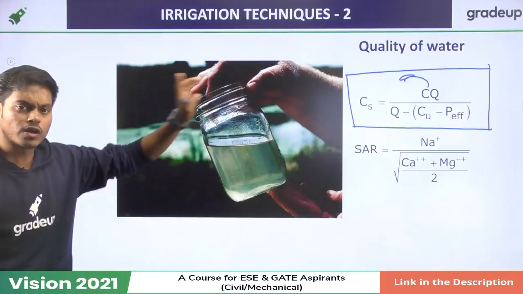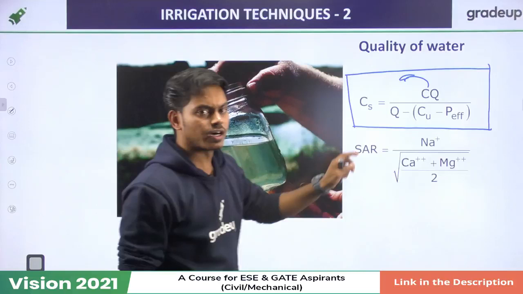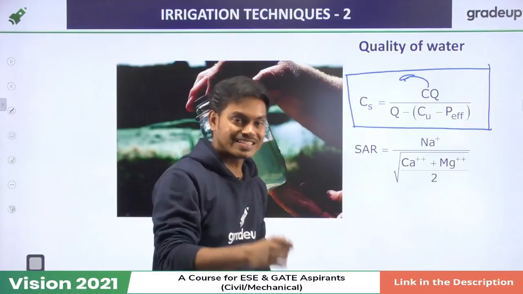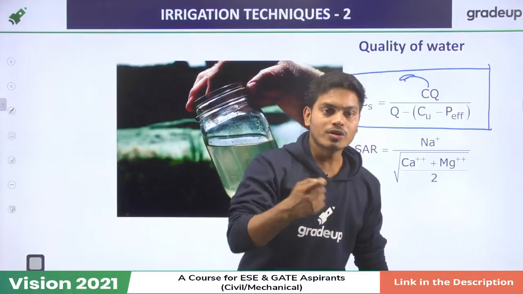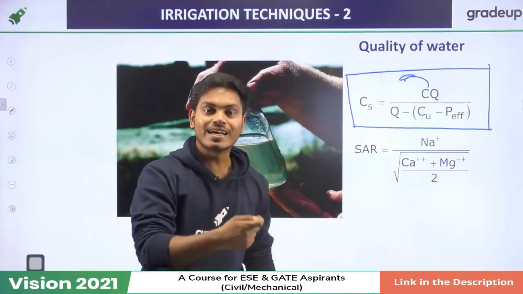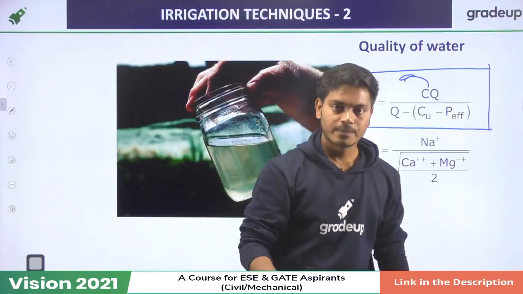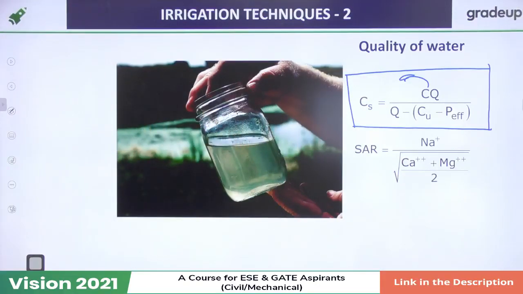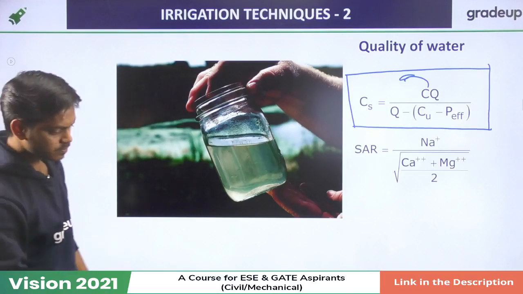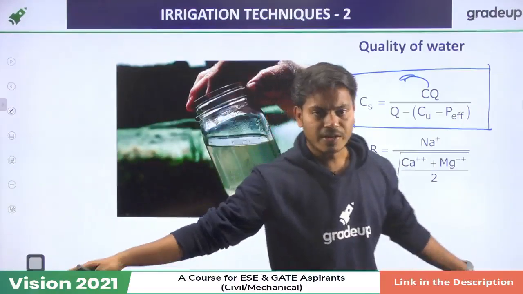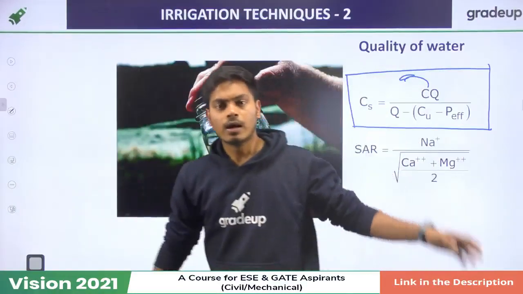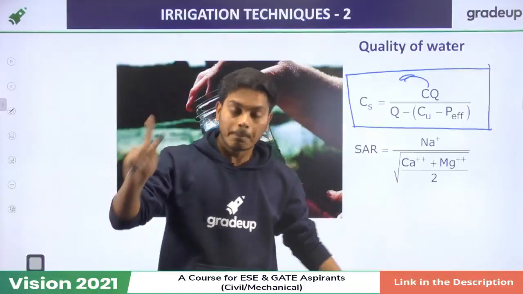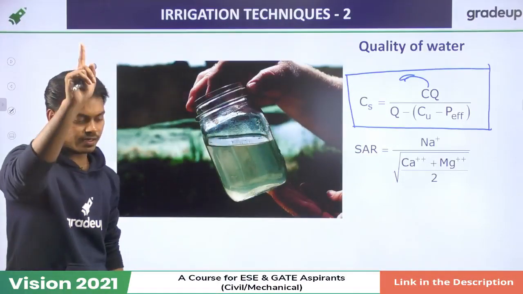What is going to happen if we are using water which has sodium ions more than the satisfactory limit? What is going to happen? If the percent sodium is less than 5%, then it is good. Perfect, no problem. But if it is more than 5%, then we have a problem.